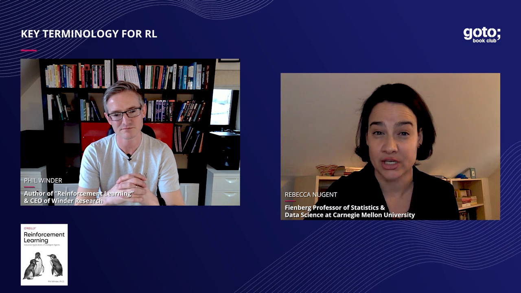For people who are less familiar with reinforcement learning, maybe we could just walk through some terminology basics, some terms that you use in your book, and then we could adapt it to another example that people might want to walk through. So for example, some common words are action. So how would you describe an action? An action is something that, actually let's step back a little bit and describe the two main entities.